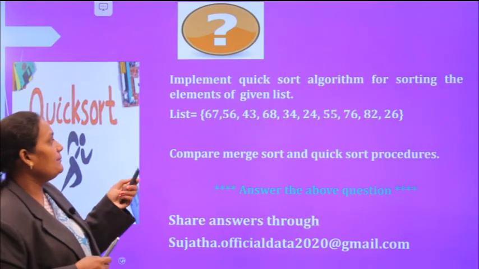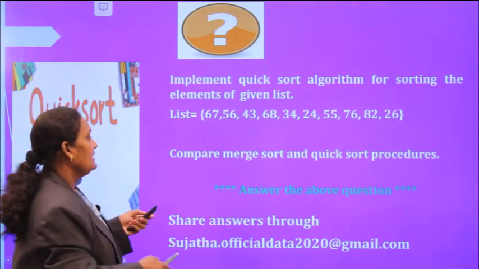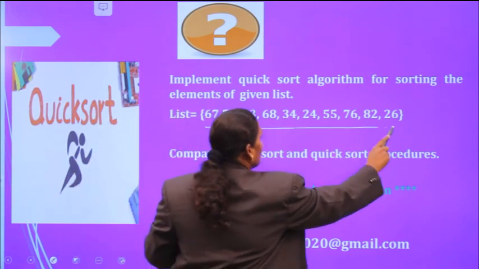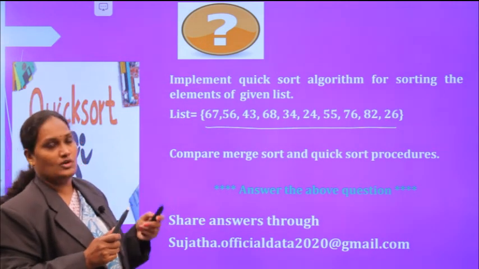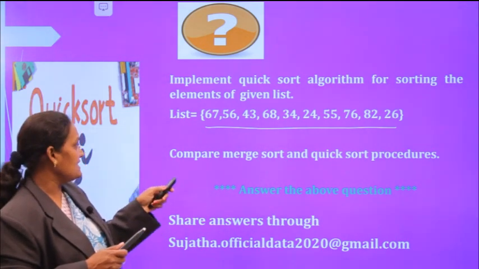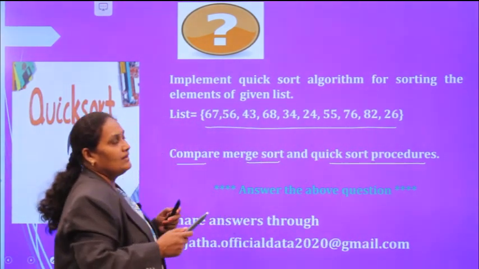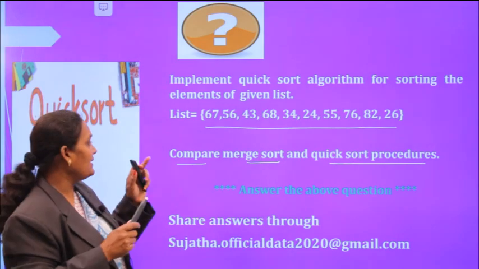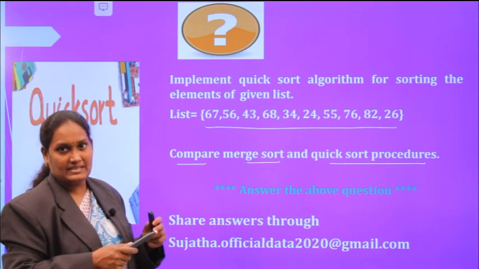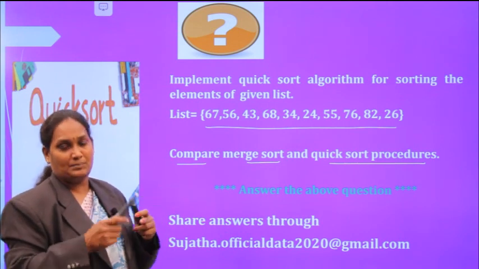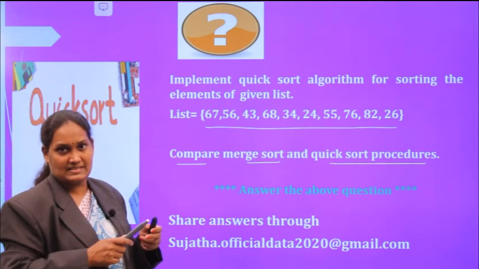The next question: implement the quicksort algorithm for sorting the elements of a given list. Here I have given this list of elements. Implement the quicksort algorithm to sort this list of elements. Not only implementing quicksort, you have to compare merge sort and quicksort procedures on the same array. So how many comparisons merge sort takes and how many comparisons quicksort takes, you need to compare the step-by-step process in sorting this particular array using both procedures.